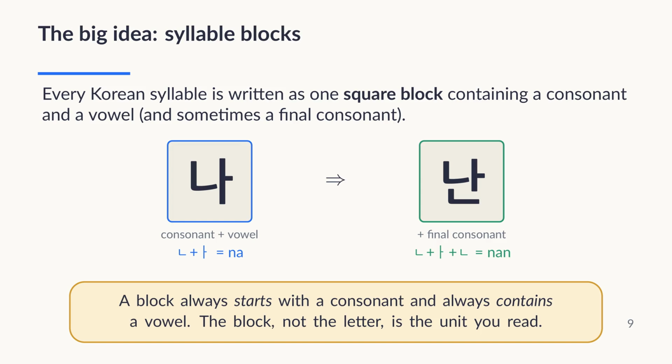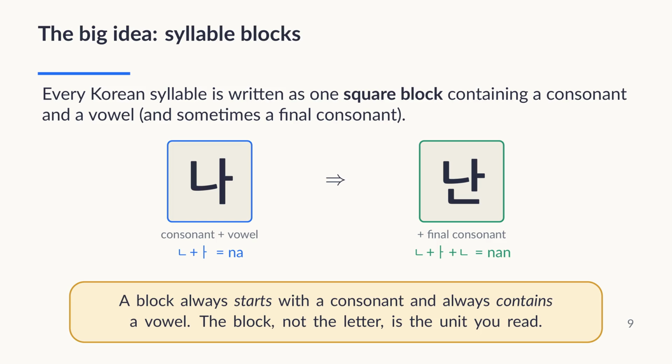Now, many syllables also end in a consonant, and Korean handles that by adding a third letter at the bottom of the same block. On the right you see the block nan. It is the consonant N, then the vowel A, and then a second N tucked underneath as the final consonant. Notice that both examples are still just one square each. Adding the final consonant did not make the block wider, it made it taller.